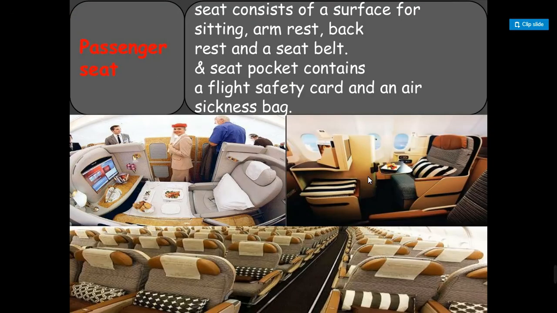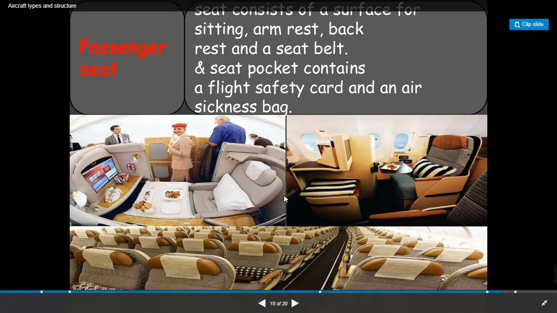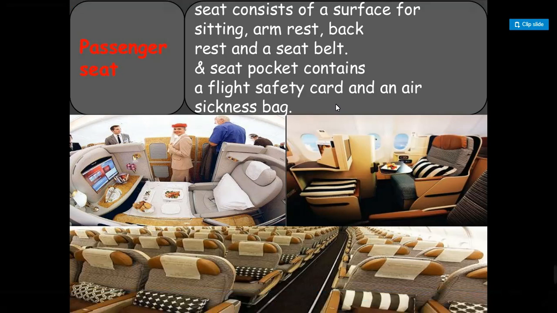So passenger seat. The seat consists of surface for sitting, armrest, backrest, and seat belt. Okay, familiar. Sinturong pangkaligtasan. And seat pockets contain a flight safety card and an air sickness bag. So when you open the seat pocket in front of you, you will see a flight safety card. Hindi nyo na siya basahon, guys. Hindi na siya gibutang diya para may mong pay lang. Bugnaw na ang aircraft. Okay? So basahan ninyo just in case mag-emergency at least kabaw mo sa buhaton.